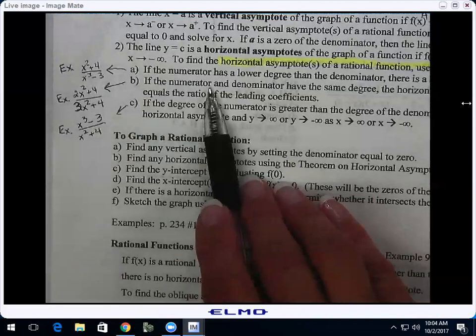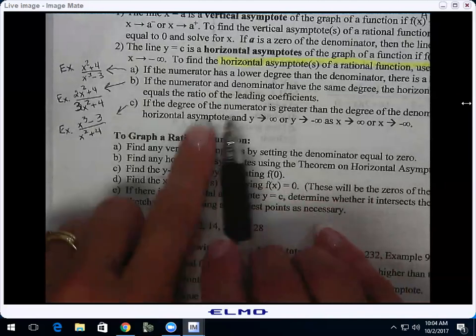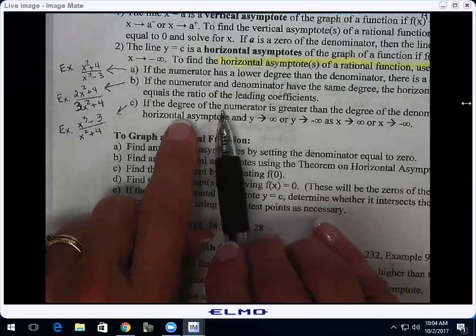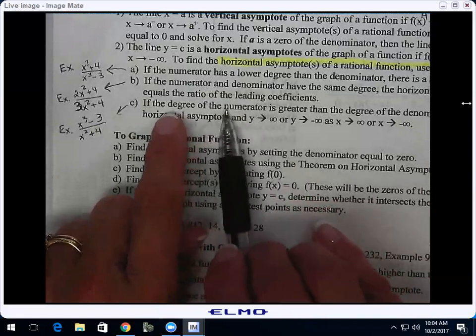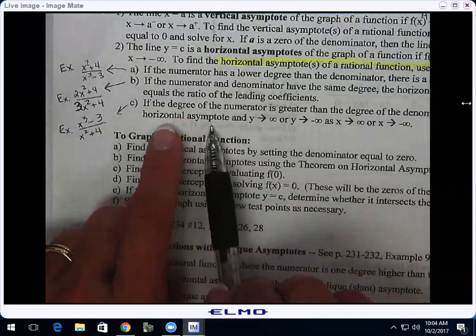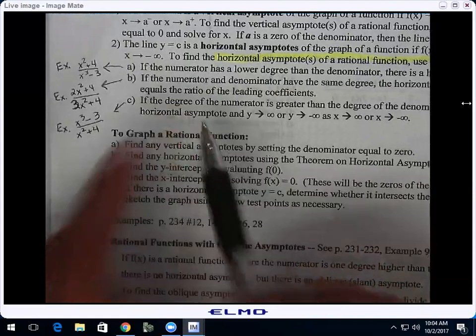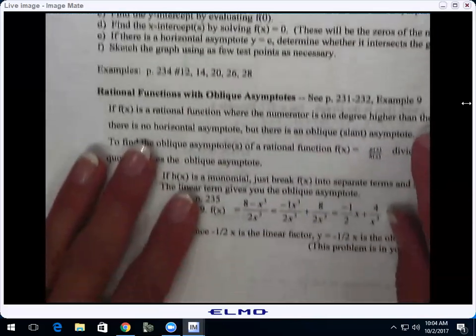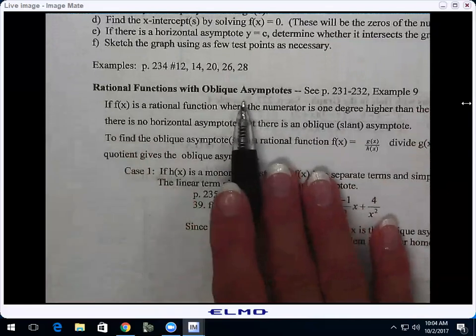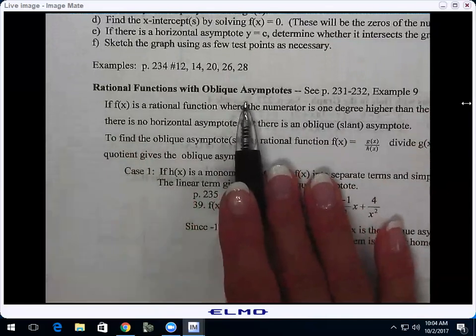Well, today we have a special case of this third situation. The third situation says if the degree of the numerator is greater than the degree of the denominator, there is no horizontal asymptote, but there may be something we call an oblique asymptote. So that's where we are. Let's talk about oblique asymptotes and when they occur.